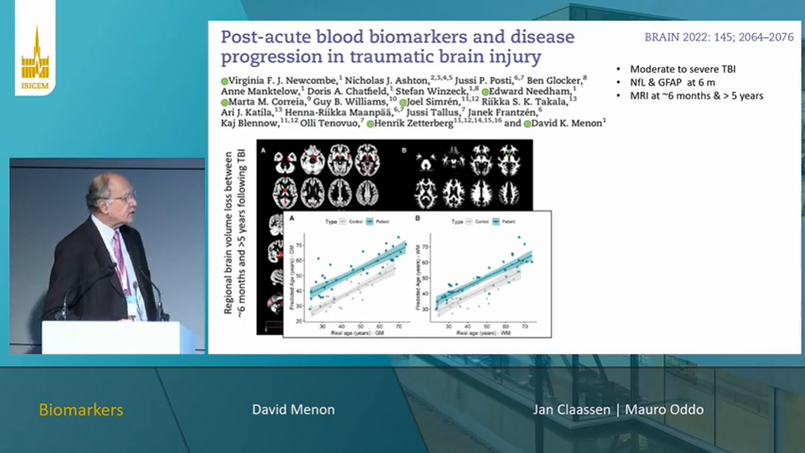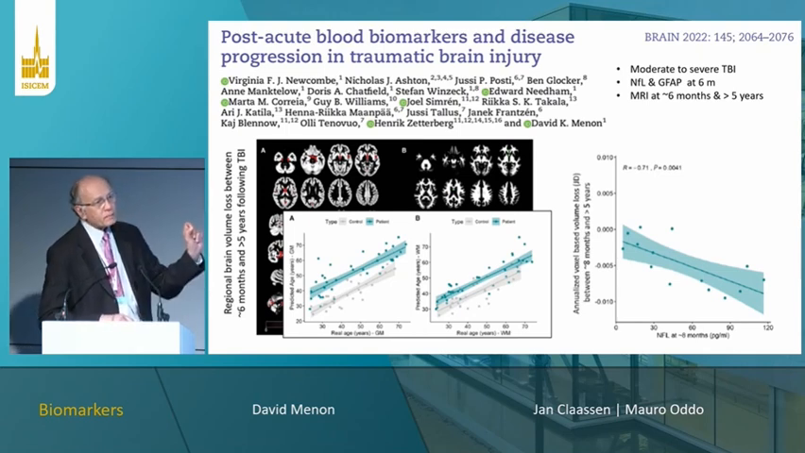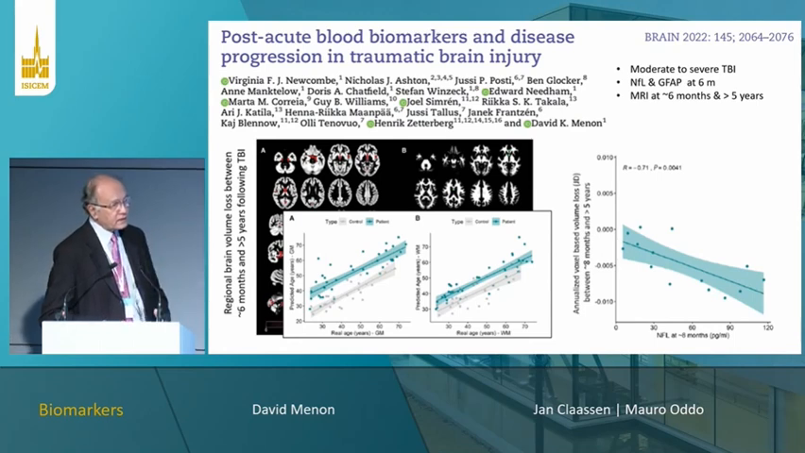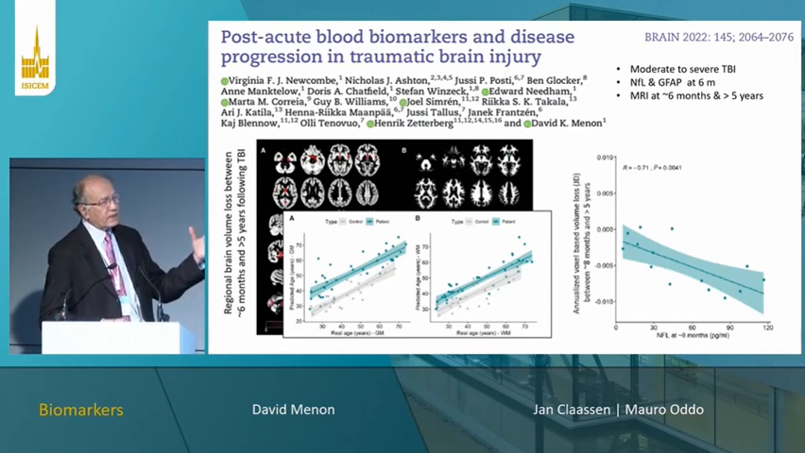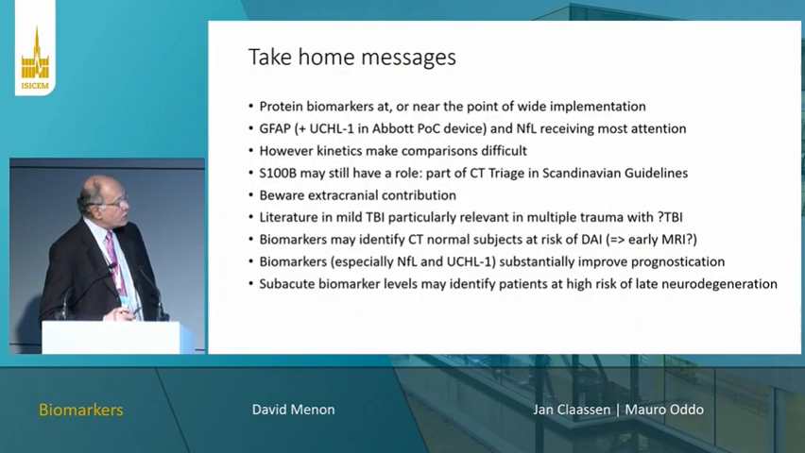So what does this have to do with circulating biomarkers? Well, what we found in the patients we could do sequentially was that the NFL levels at 6 months predicted subsequent volume loss over the next 5 to 10 years. And this is a finding that we're seeking to replicate in the CENTER-TBI study. So take-home messages: protein biomarkers are at or near the point of wide implementation. GFAP plus or minus UCHL1 in the Abbott point-of-care device and NFL are receiving the most attention.